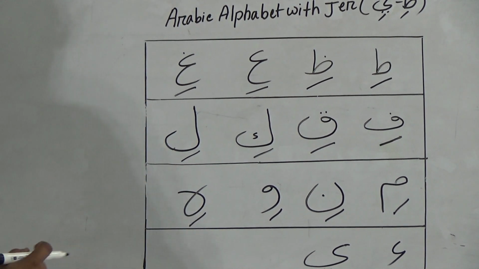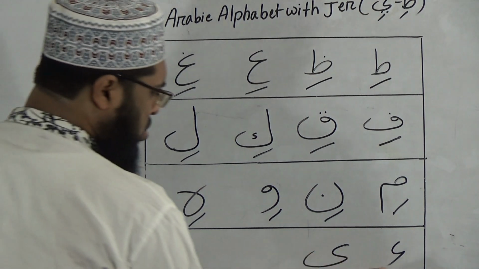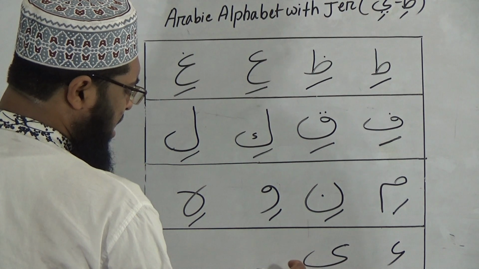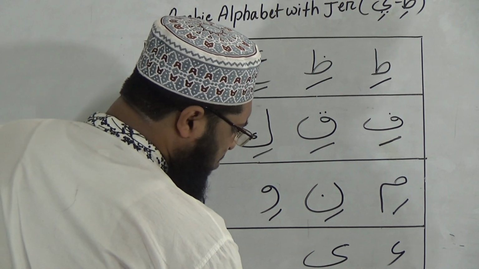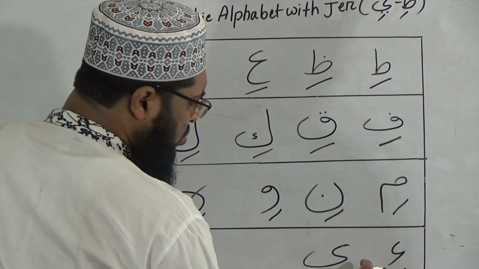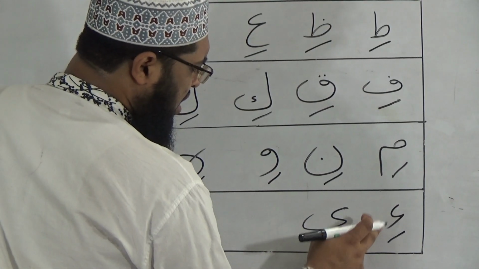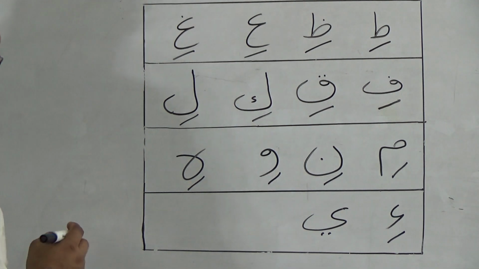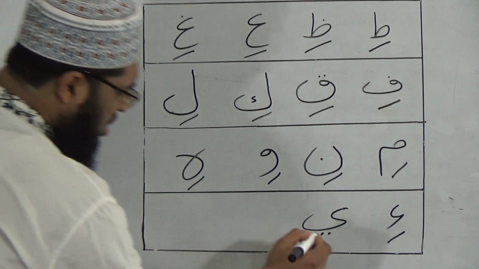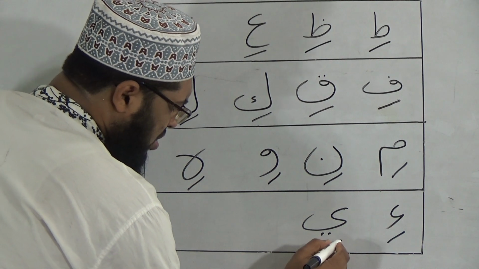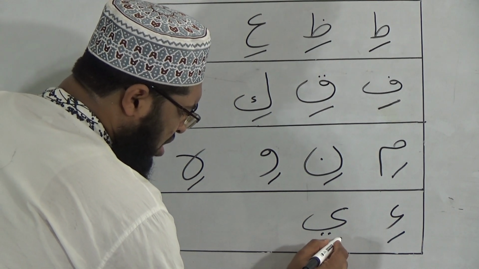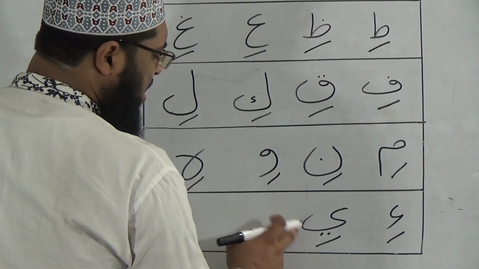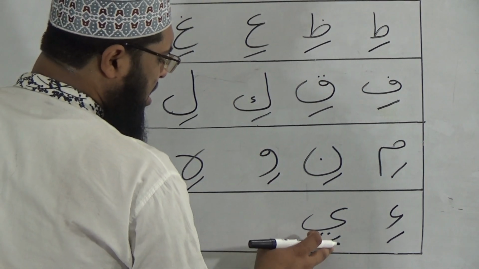Okay, now the last two Arabic alphabets, Hamza and Ya. Now I'm putting a Zer under the Hamza. Now you have to pronounce Hamza Zer I. The last Arabic alphabet, the 29th Arabic alphabet, is Ya, and now I'm putting a Zer under the Ya, and you have to pronounce this one Ya Zer I, Ya Zer I.